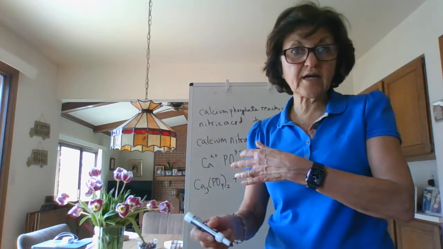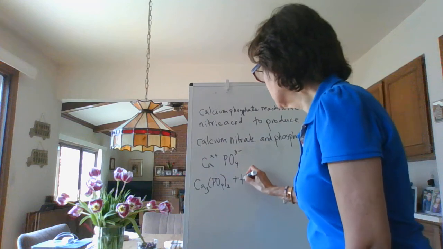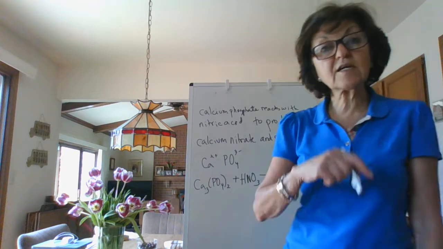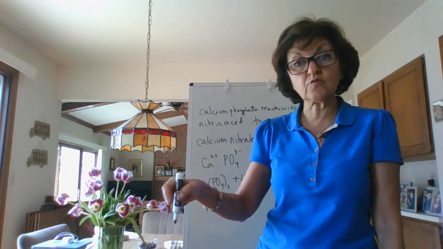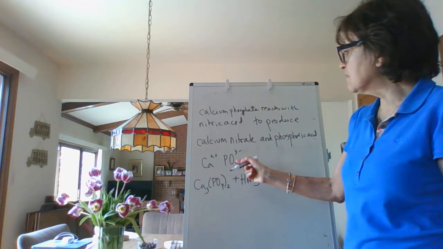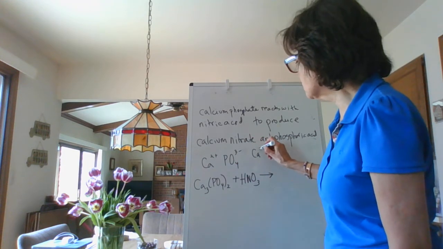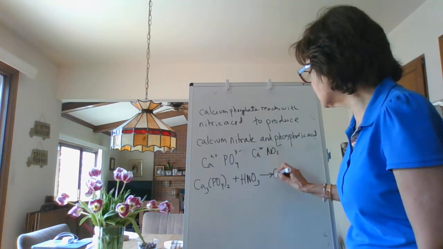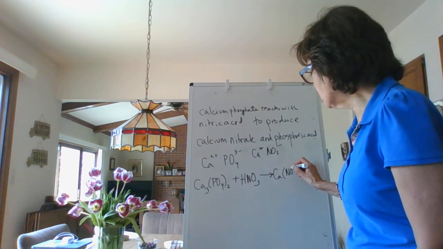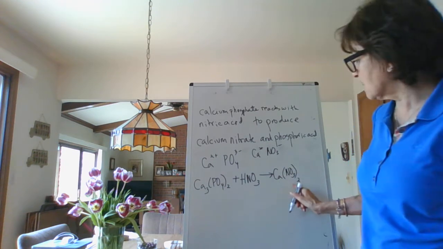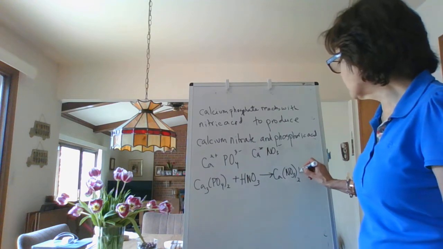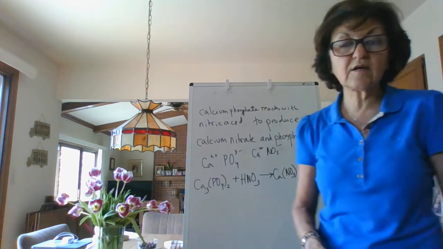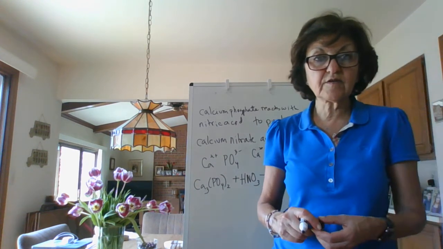Plus nitric acid. We just did nitric acid in the previous video. HNO3. That's nitric acid. Okay. If it was nitrous acid, it would be HNO2. Okay, to produce calcium nitrate. Calcium, remember, is +2. Nitrate is NO3 minus. Crisscross, so you've got Ca(NO3)2. So this is calcium nitrate. And phosphoric acid, H3PO4. Again, we just did acids, ternary acids in the previous video.